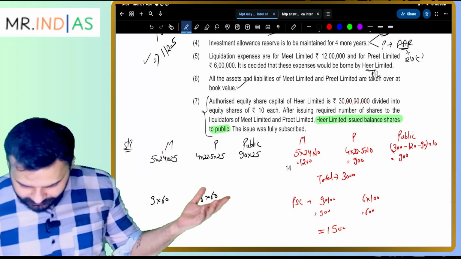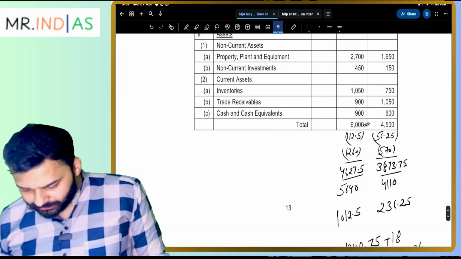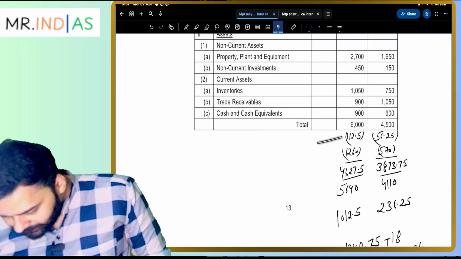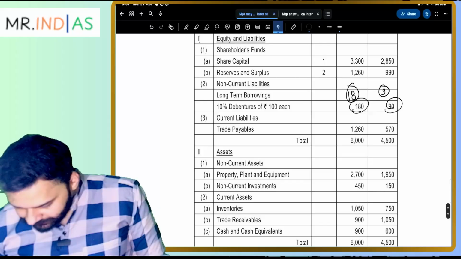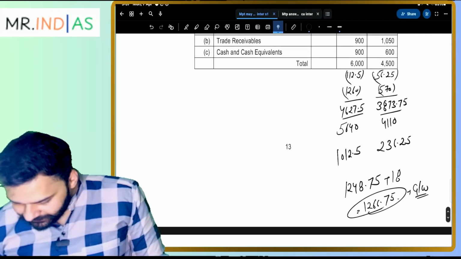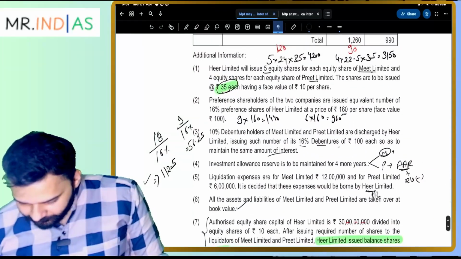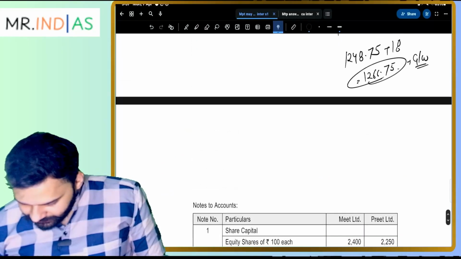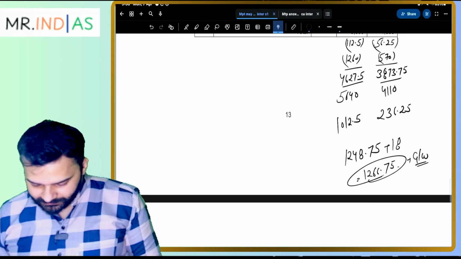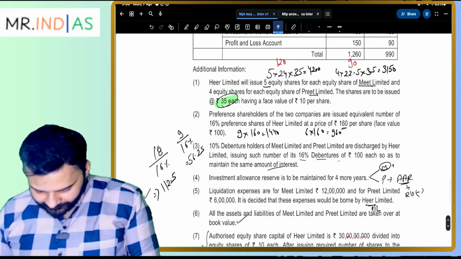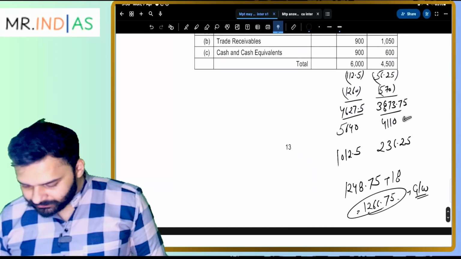Okay, so let's just calculate the goodwill as well. This is the net asset, total asset 600, for debenture amount 112.5 and 50.2.5, and the other remaining liability 1260 and 570. This is the net asset. This is the amount of PC. How do we come to the amount of PC? 4200 plus 1440 is 5640, and 3150 plus 960 is 4110. This is the amount of goodwill.